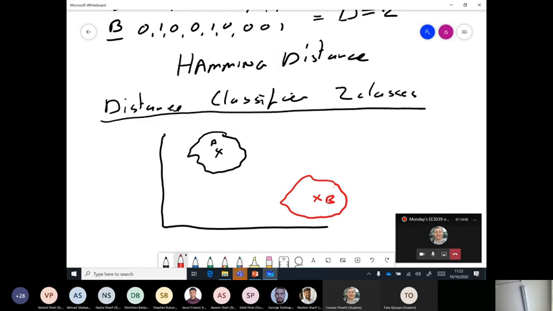And if we look at this system, any pattern within the black set is going to be closer to A than B. Any pattern in the red set is going to be closer to B than A. And in fact, there will be a decision line where the classification changes over. All this side would be A and all this side would be B, according to nearest neighbor, according to distance.